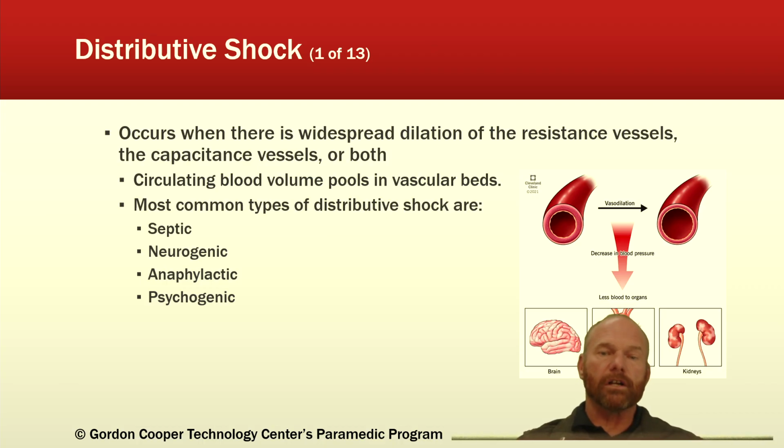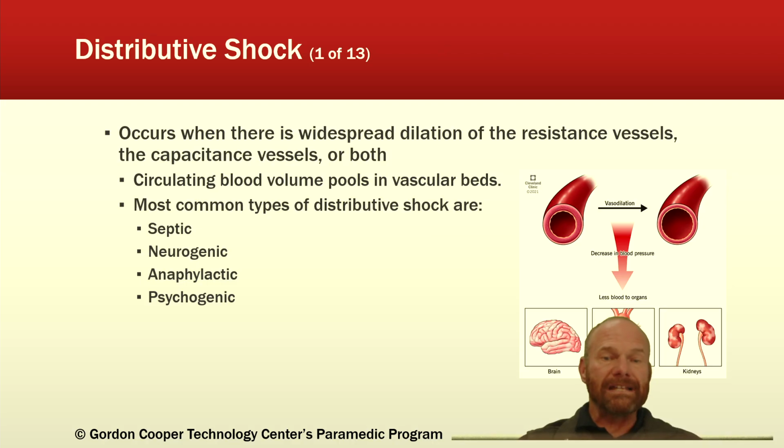So distributive shock occurs when there's this widespread dilation of the resistance vessels, the capacitance vessels, or both. So there's some physiological effects. So we see some pooling of blood. So that circulating blood volume pools in vascular beds, reducing effective circulation. We see some decreased tissue perfusion. So that pooling leads to inadequate perfusion of the tissues and organs.